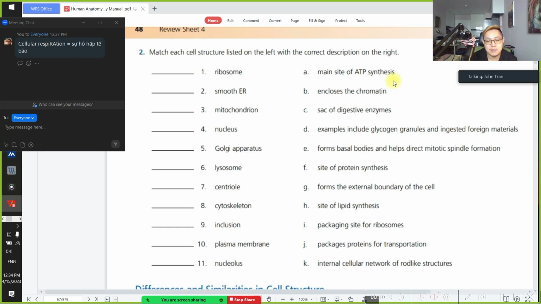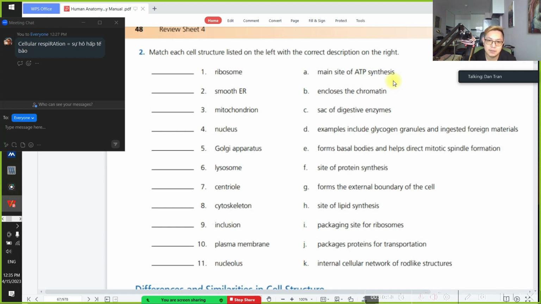I think it's inclusion, sự thêm vào. But this is weird. Why is it number 9, right? Okay, what is E? Form basal bodies and help direct mitotic spindle formation. Tạo những cái thể mà gọi là cơ bản, làm nền và giúp cho sự tạo thành của những cái sợi trong nguyên phân, giúp cho hướng những cái sợi đó, sự tạo thành những sợi trong nguyên phân.